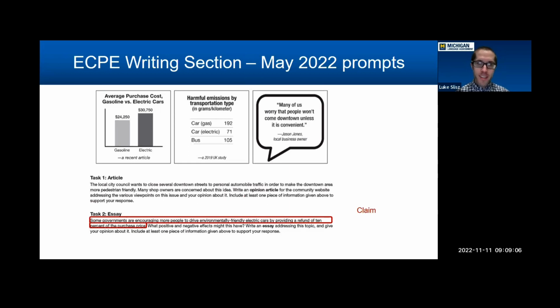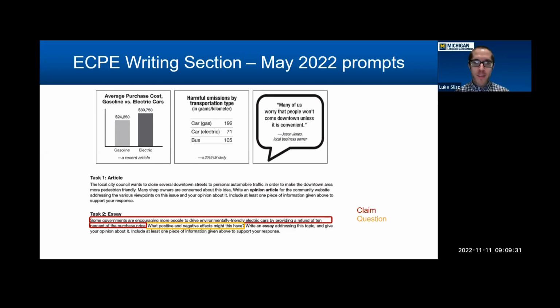So in the second task, some governments are encouraging more people to drive environmentally friendly electric cars by providing a refund of 10% of the purchase price. So the claim is a factual statement about something that is happening in the world, and the student is going to have to respond to this claim in some way. And they'll respond to that claim by answering the question, which comes in the next sentence.